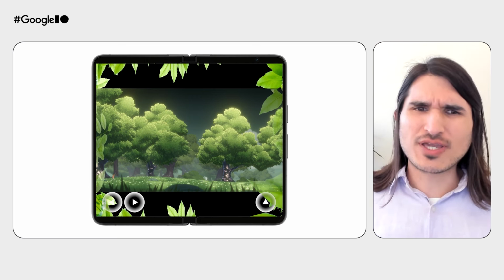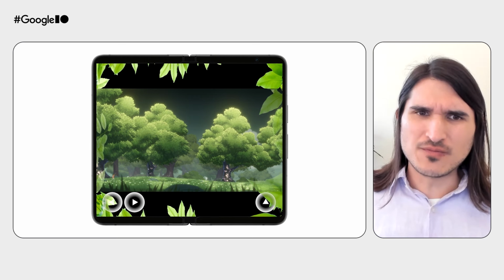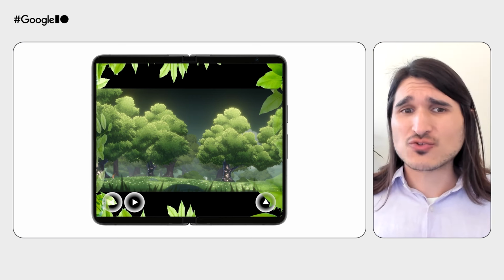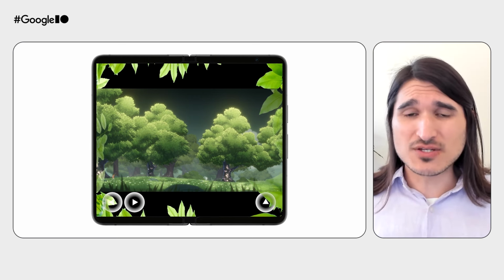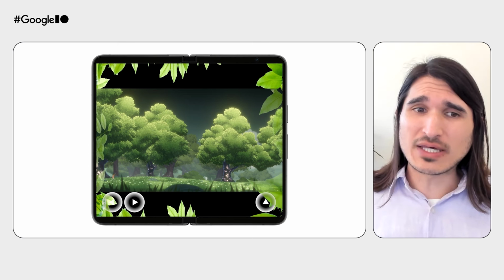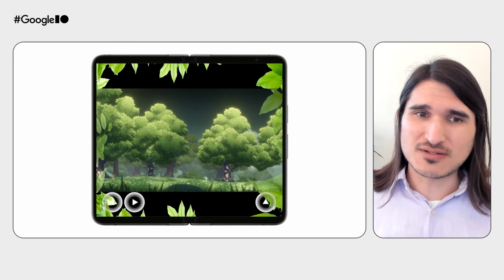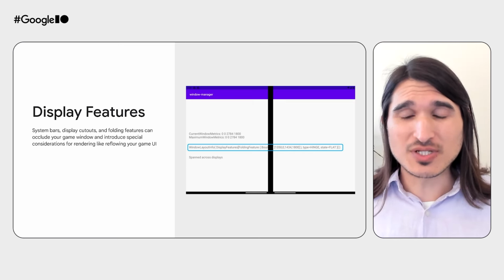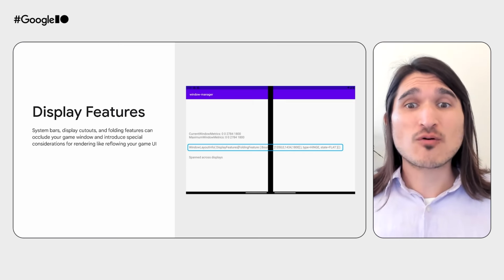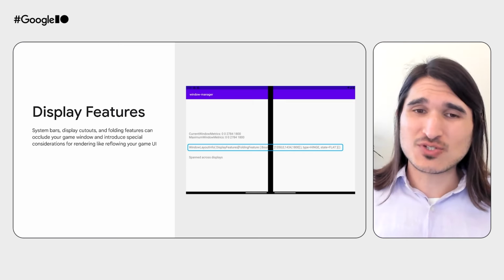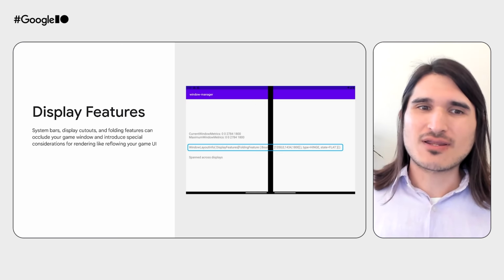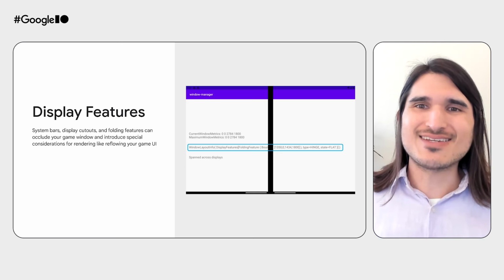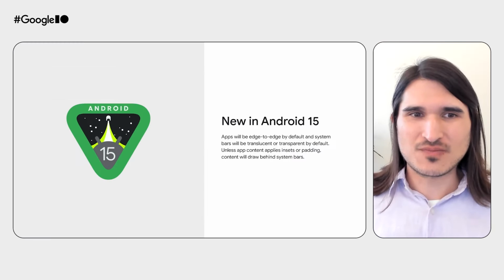Consider still anchoring your game UI to the edges of the window. You could even add a backdrop treatment to make use of the additional blank space afforded by letterboxing your core game content. Now that your game is able to handle window resizability for foldables, free-form multi-window, and split-screen mode, let's learn how to handle display features that can extend into your window.